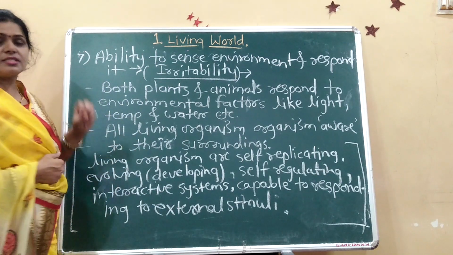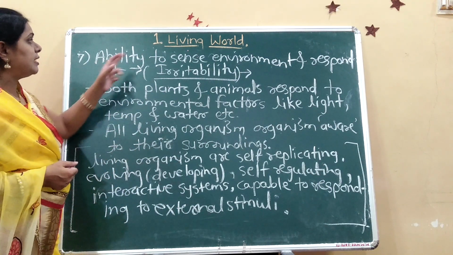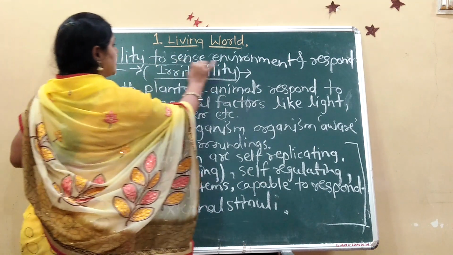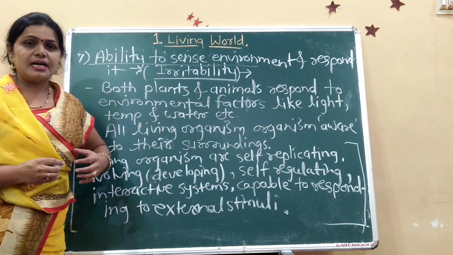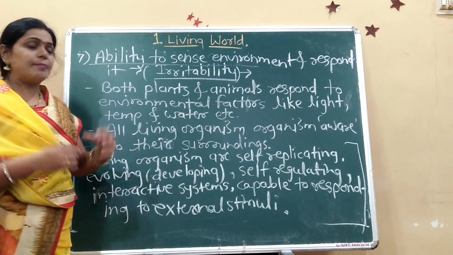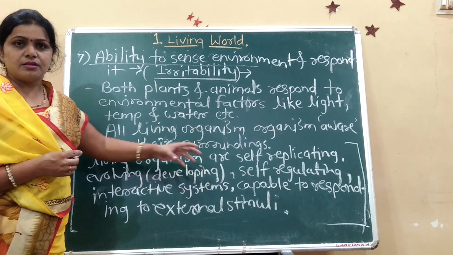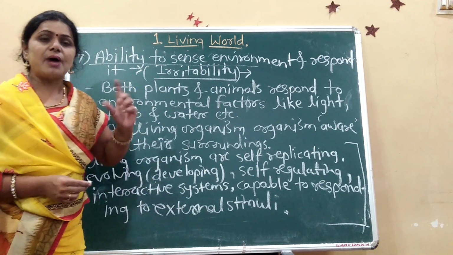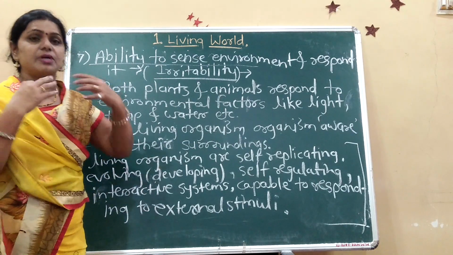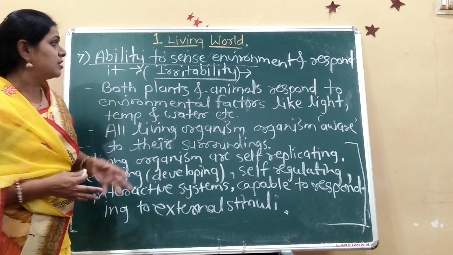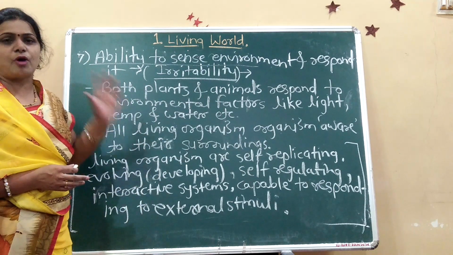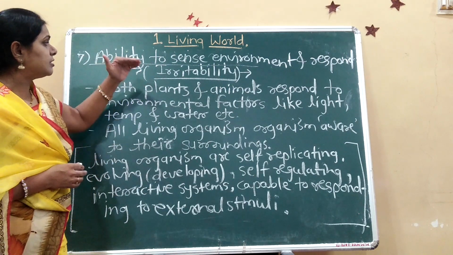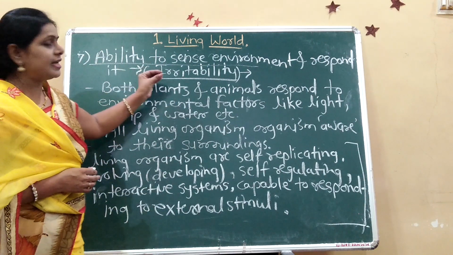The next characteristic of living things is the ability to sense the environment and respond to it. Ability to sense the environment means to recognize the environment, to feel the environment and respond to it. That is also one of the definite characteristics of living things, and it is also called irritability.